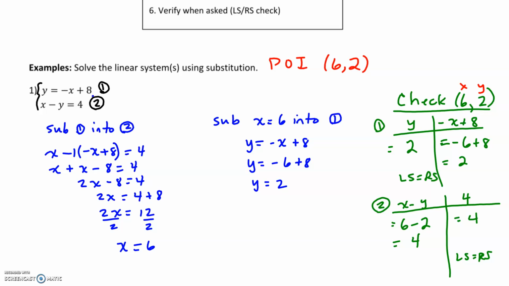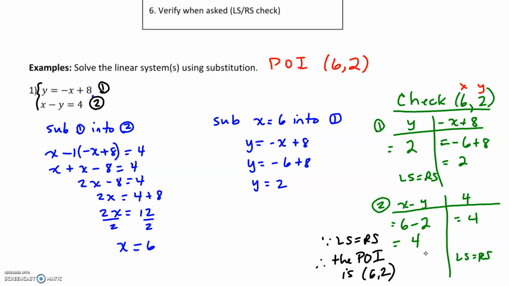Okay, so I can finish it off with my conclusion. Since left side equals right side, therefore the POI is 6, 2. So we did the same thing as what we did in yesterday's lesson, just no graphing. All right, let's go on to our next example.